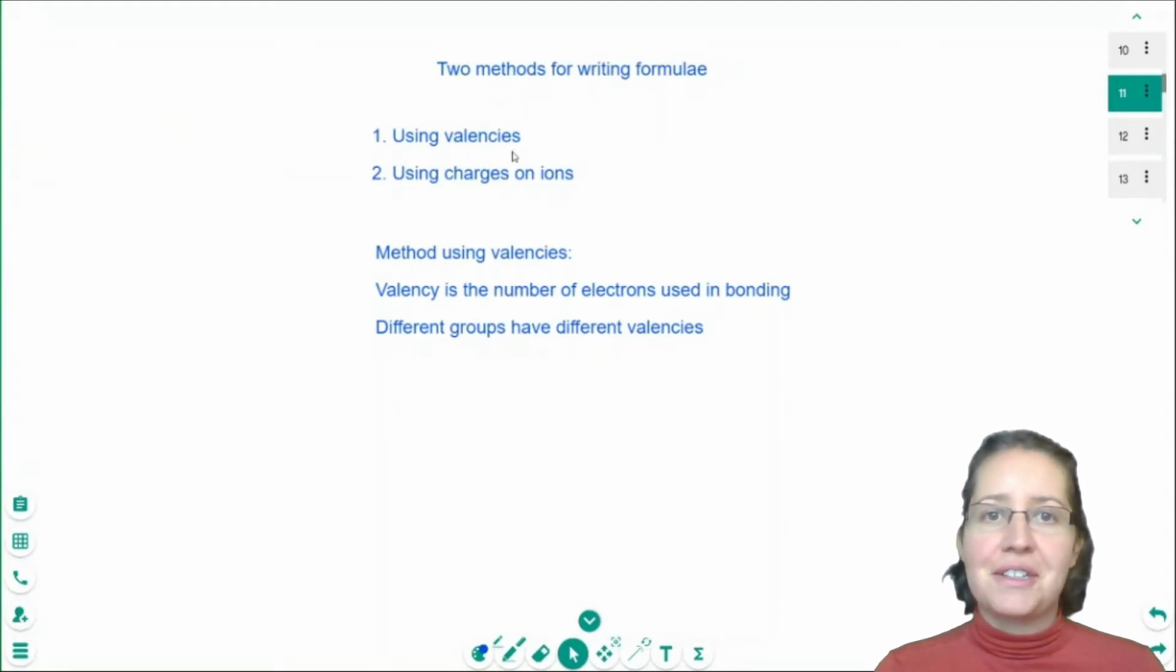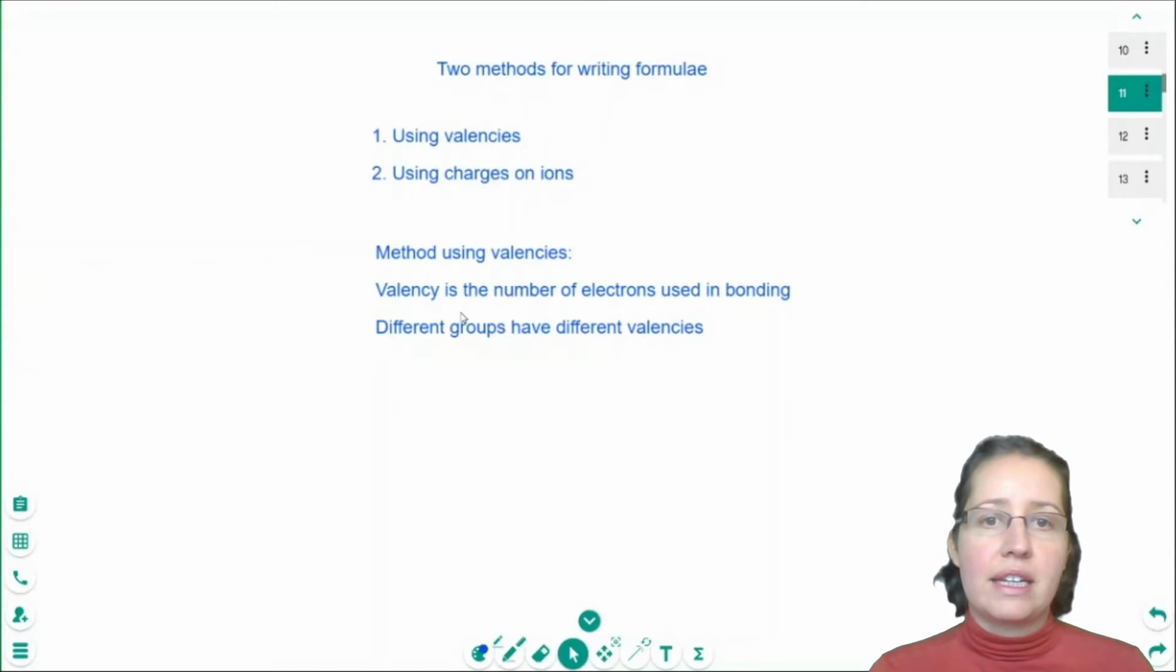Some of my students love it so much that they've even told me after their GCSE exams that the first thing they did was to write their valencies on their periodic table. It's a really good method. You don't need to understand what the valency means, but for those of you who want to know, it's essentially representing the number of electrons that are used in bonding. All you have to know is that different groups have different valencies.